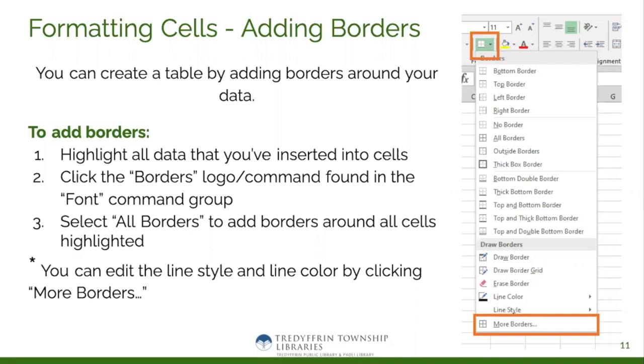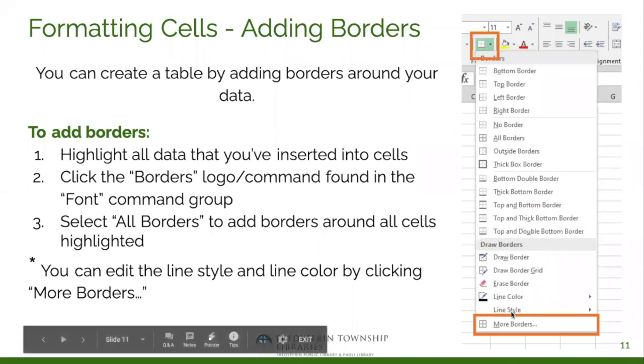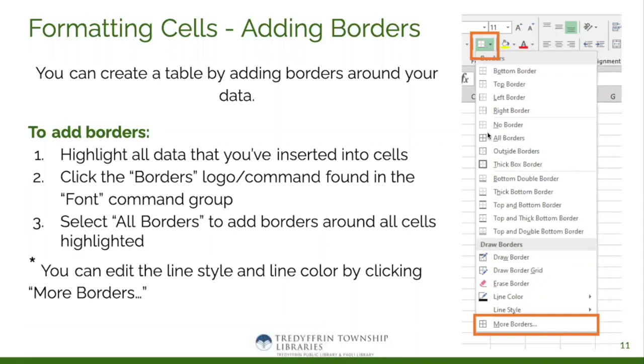To add borders, you have to highlight all of the data you've inserted into cells. Click the borders command found in the font command group. It looks like a little quad and it'll have a down arrow. When you click that arrow, you'll get a list of options. Next, you'll select all borders, which is right here, to add all borders around your cells that have been highlighted.